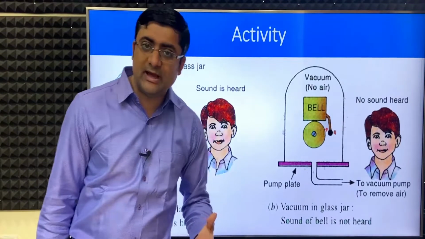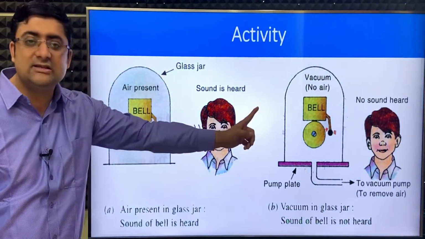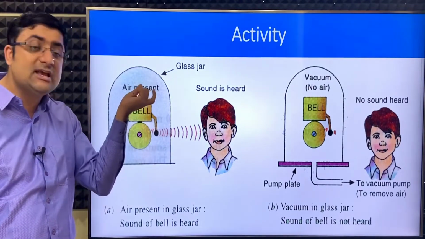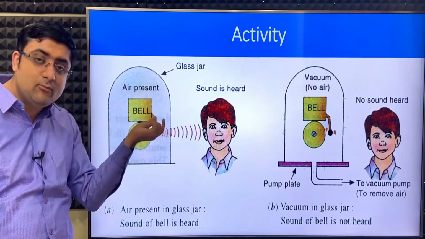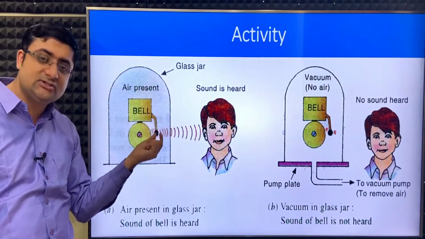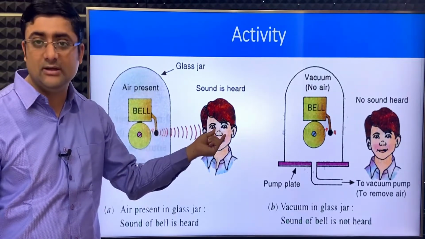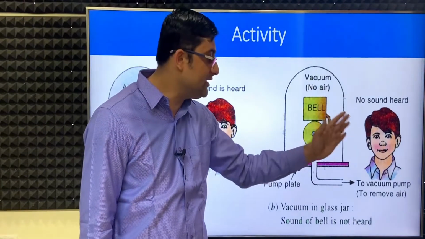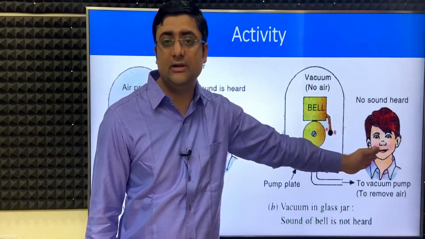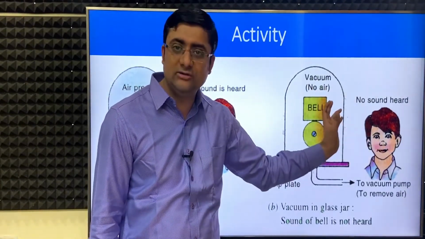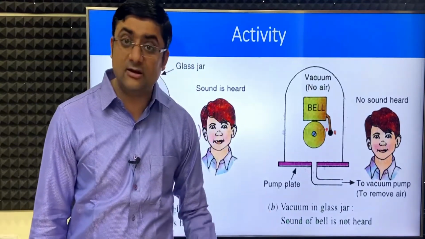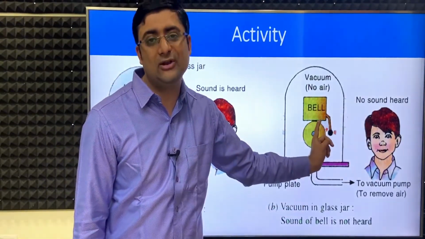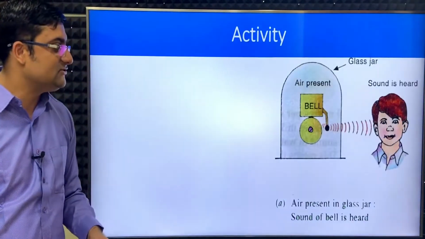So what is the logic behind it? See guys, in both the cases, the bell is vibrating, hence sound is being produced. In this case, because air is there, the molecules of air are carrying the sound from here to our ear. Is this clear? But over here, there are no molecules, hence there is nothing to carry the sound from here to our ear. Remember, sound is being produced, but it cannot travel. Why? There are no molecules. That is the concept. So let's read about it.